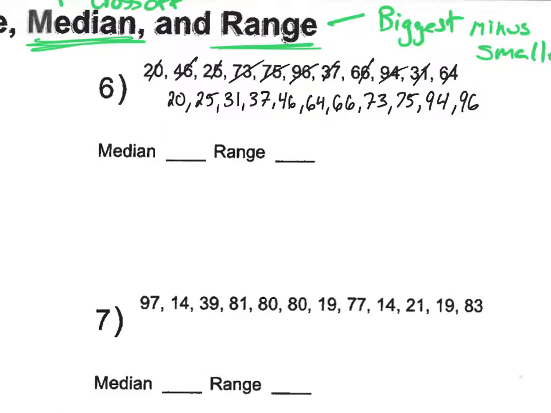So to find the median again, if you remember, we're going to go off the front and off the back until we get to a middle. Now, for this one, again, you'll see that we actually have a middle number. To do the range, once again, you take the biggest number minus the smallest. It's going to give you 76.